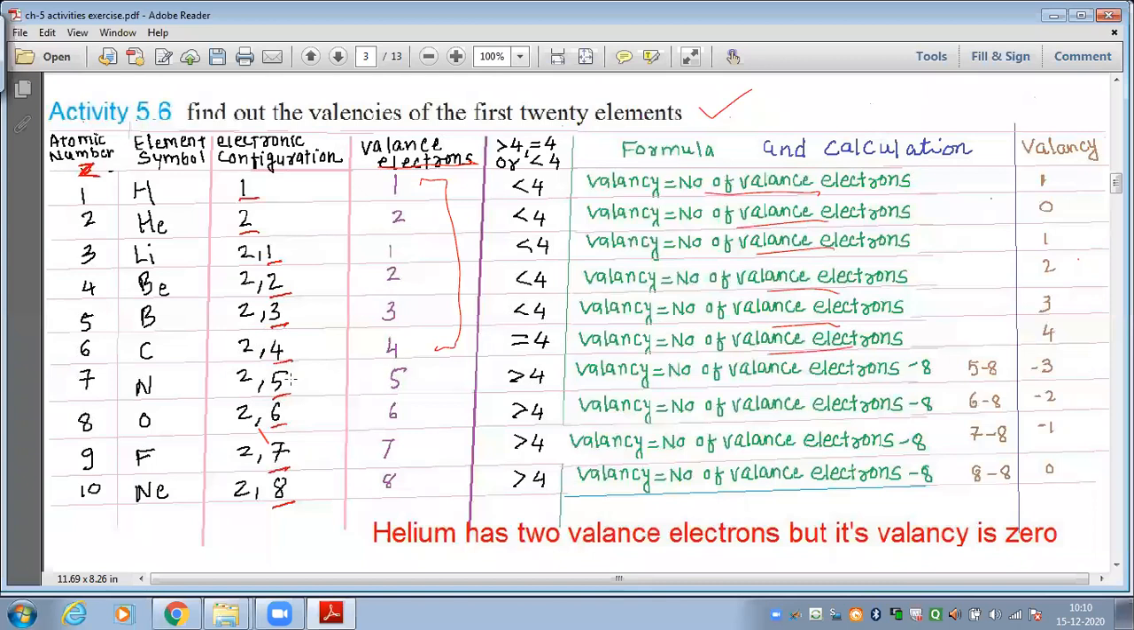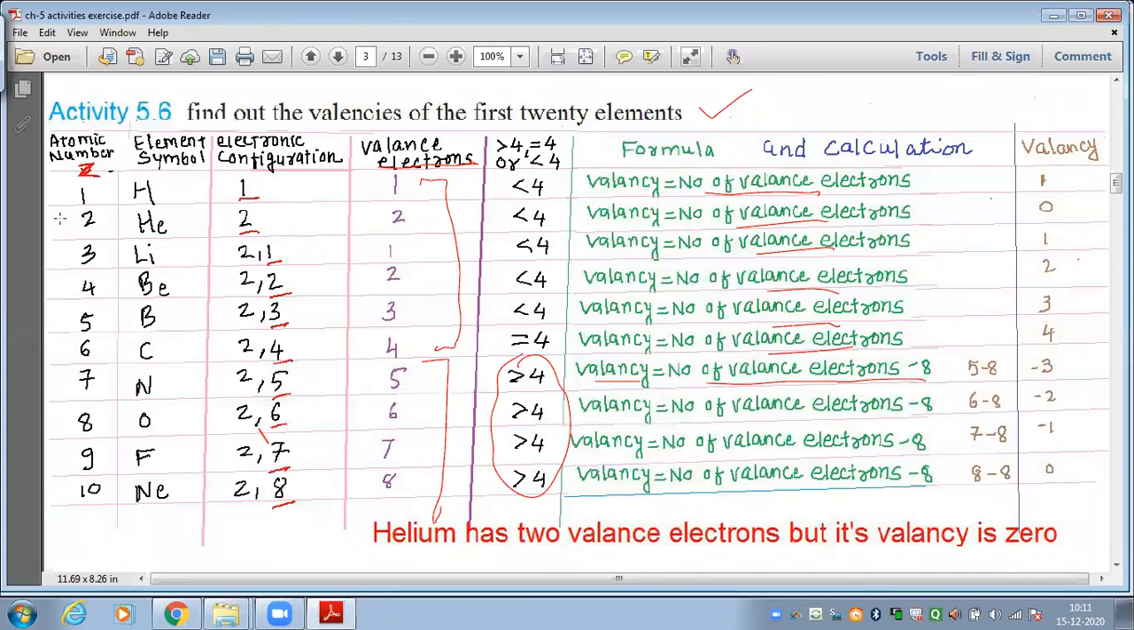But when it comes to nitrogen, oxygen, fluorine, and neon, the number of valence electrons is 5, 6, 7, 8 respectively, and that is why the formula changes, because all these valence electrons are more than 4. That is why the valency is equal to 8 minus the number of valence electrons.